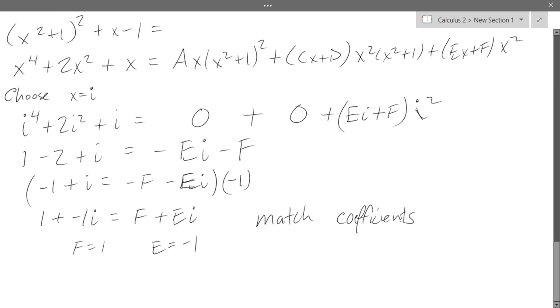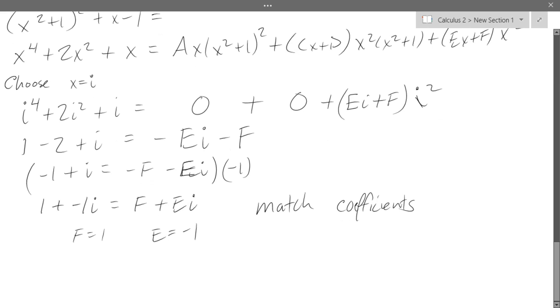You could try other x values, but what I'm going to do instead is combine this all together by putting in the E and F values we just got, simplifying it as much as I can, then we're going to match coefficients. So I'm going to plug all the values I know in.